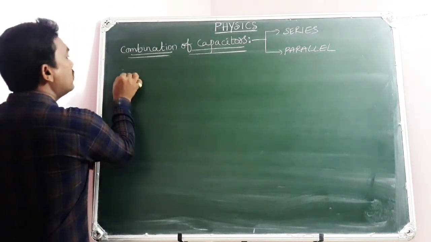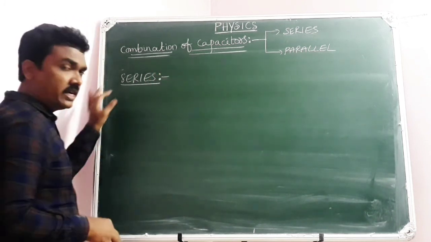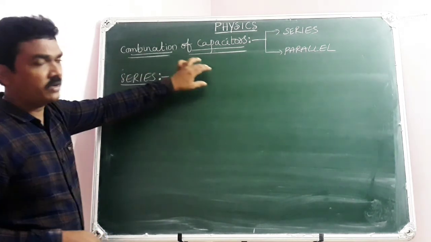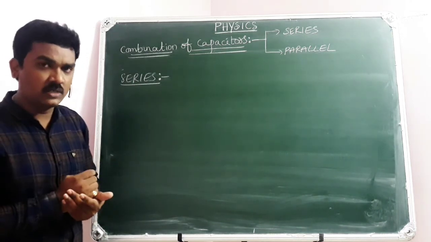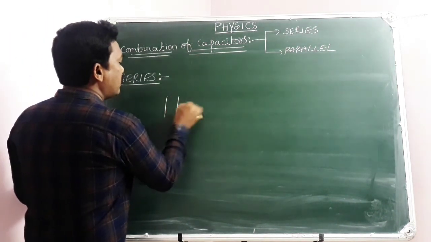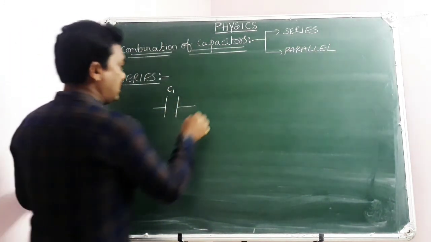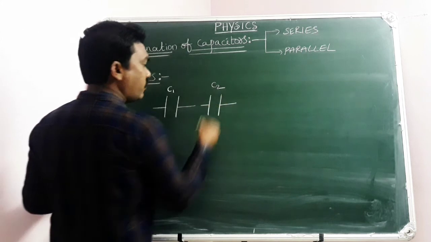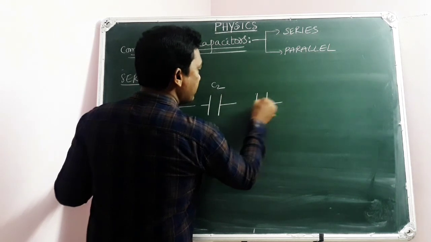So let us discuss first the series combination of capacitors. What is the heading here? Series combination of capacitors. What you need to write clearly. So when can I say two or more capacitors are connected in series? Let us take a capacitor whose capacity is C1, not charged, and another capacitor whose capacity is C2, of course not charged, and another capacitor whose capacity is C3.